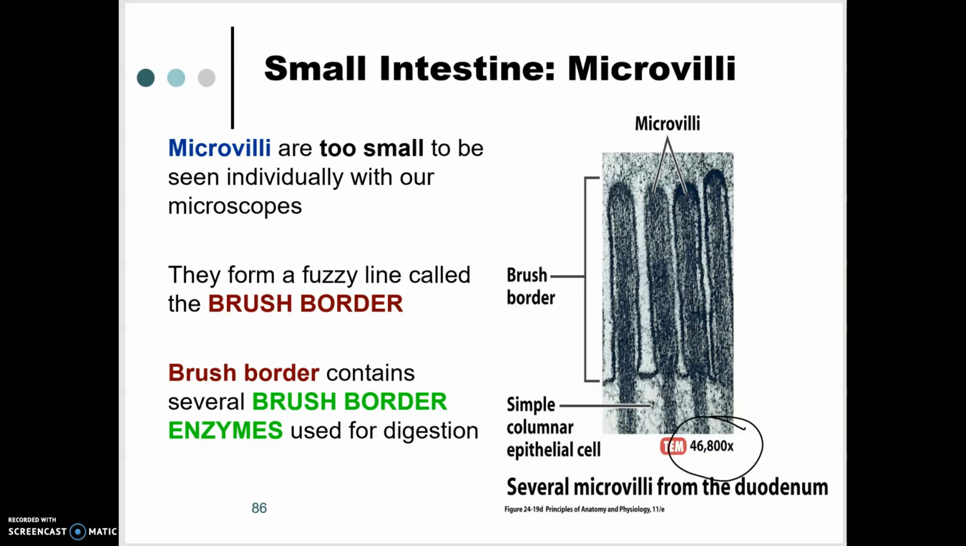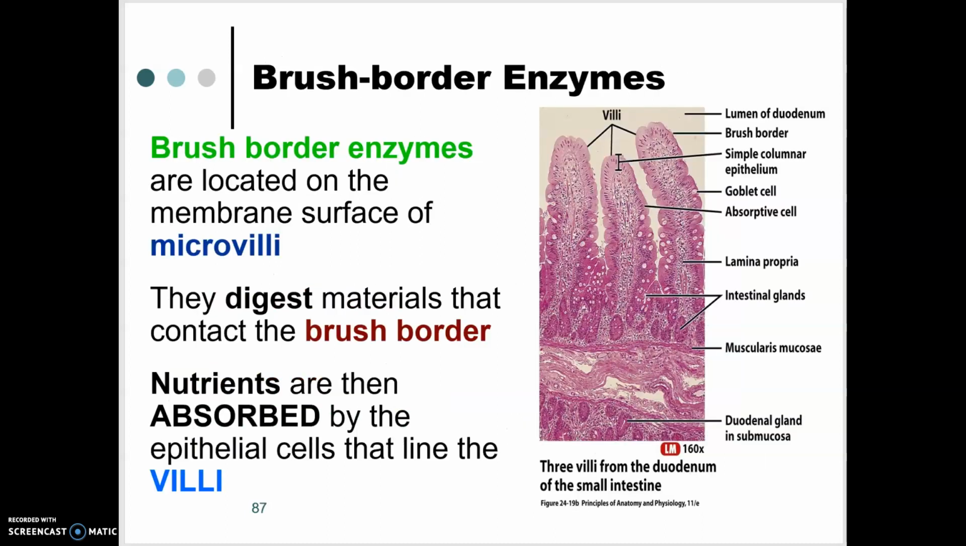Now it's this brush border that's really, really important when it comes to chemical digestion and absorption of the food that we eat. And that's because these brush border structures, these microvilli, they're going to create or produce several enzymes that are going to help us chemically digest our food as well as absorb it.